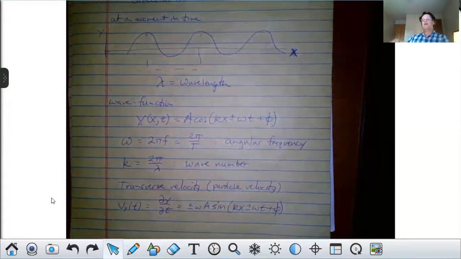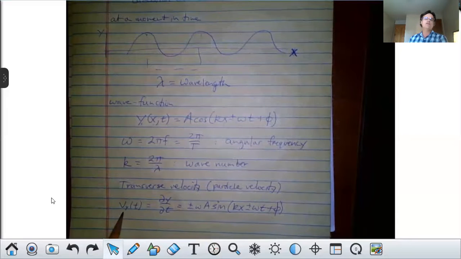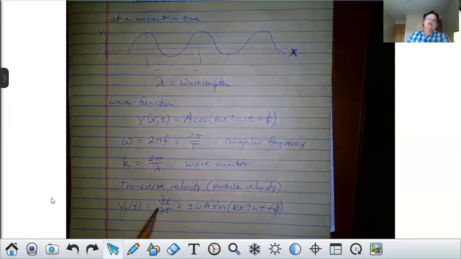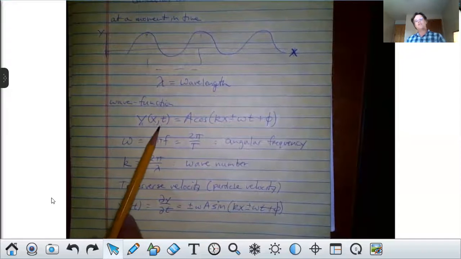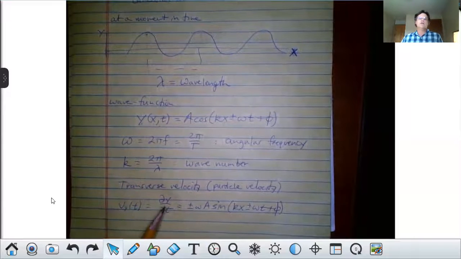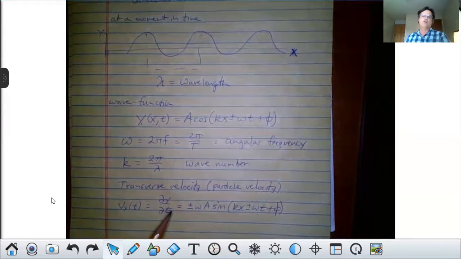So we can talk about the transverse or particle velocity. What is the velocity of the boat? Well, it's changing in time, and it's vertical. It's in the y direction. So by transverse velocity, I mean v sub y, the y component of velocity. To get that, I can take the derivative with respect to time of my wave function. But this is a two-variable function now, so really what I'm doing is taking a partial derivative.